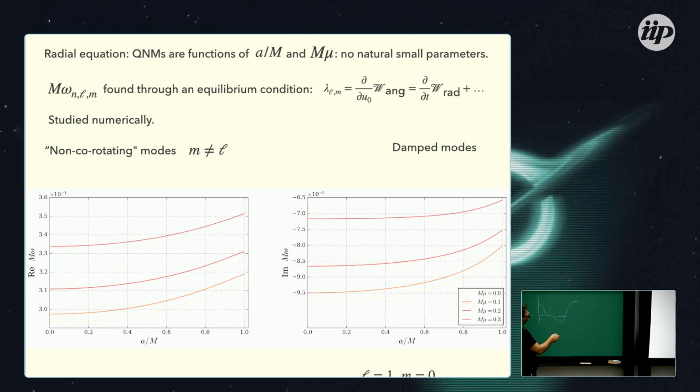In general, a over M is some number between 0 and 1, and mu for any sort of realistic field is also less than 1, at least if you want to work in the linear regime. So they may be small, but they are not nice expansion parameters. Anyway, you can do this numerically. You have what is called in the literature non-corotating modes, and then you can plot whatever happens to the quasi-normal modes. You choose some quantum numbers, plot the quasi-normal modes for the Schwarzschild case and for the extremal Kerr case here.